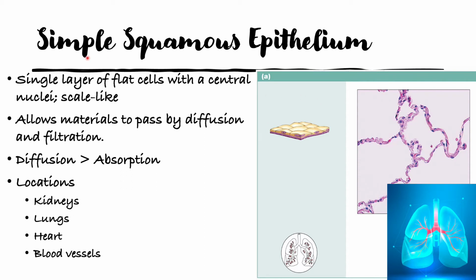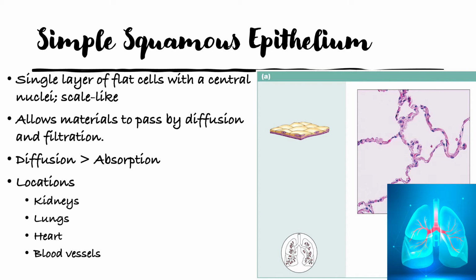And because it has one layer, as we're seeing here, this will allow materials to pass through diffusion and filtration, more diffusion than filtration. So imagine your lungs, you're trying to exchange oxygen for carbon dioxide. You definitely wouldn't want it to go through 20 layers in order for oxygen to get in, or another 20 layers for carbon dioxide to come out. So in this situation, we're going to need just simple squamous.